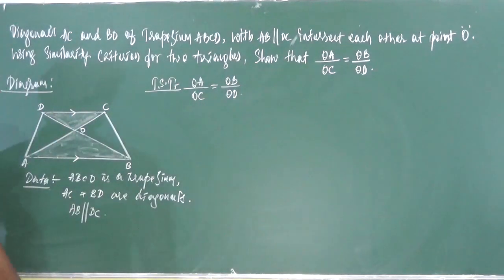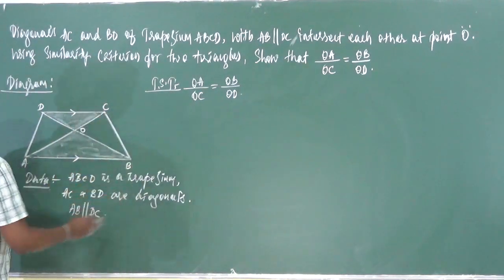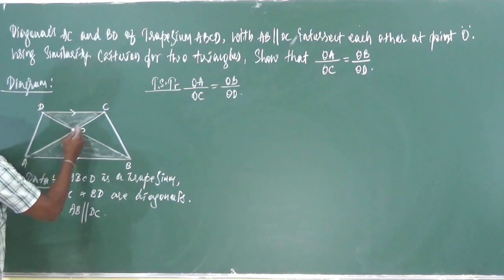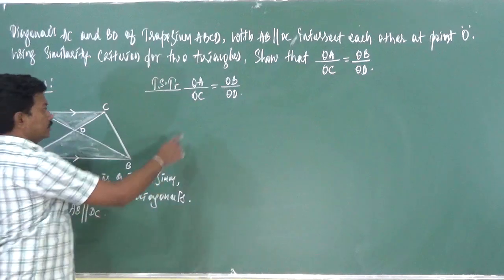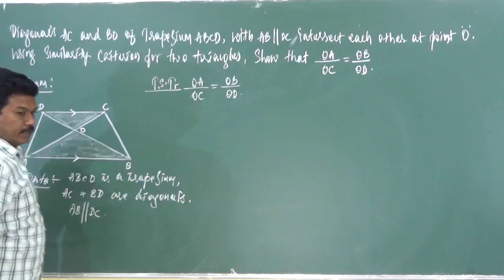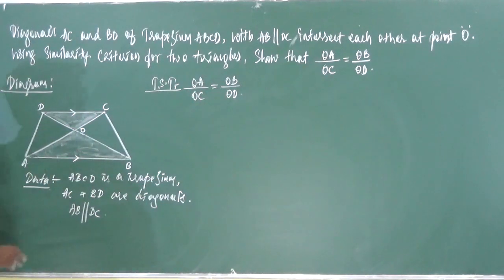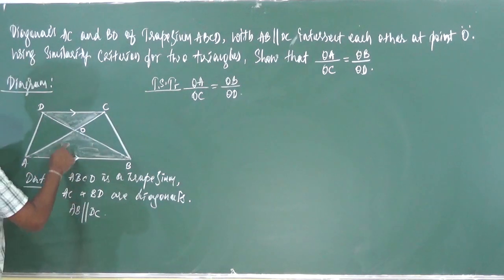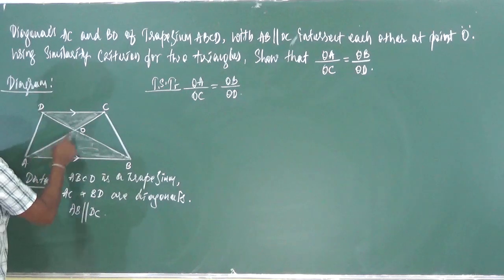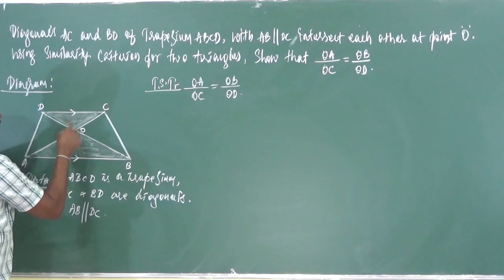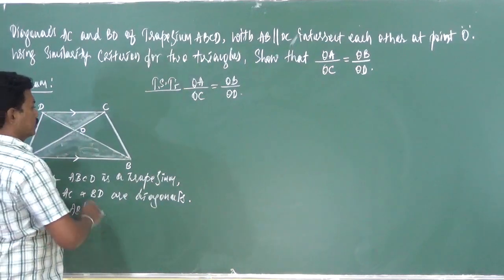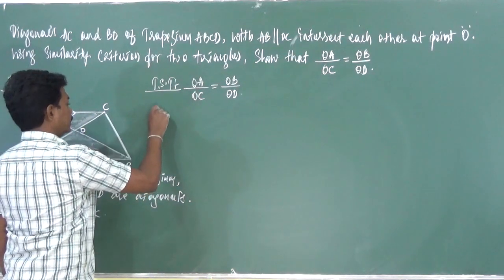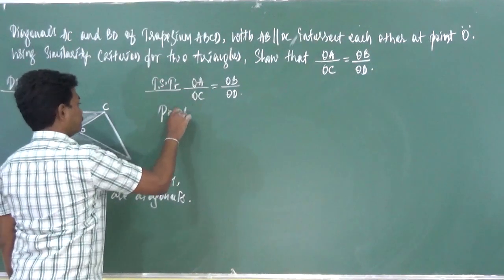Now, in the show that part we have to check the sides which are taken here. One is OA, another is OC, one is OD, another is OB. So these are the four sides which are involved here. Therefore you have to select two triangles where these sides are included. I selected this triangle because I have OA and OB. I selected this triangle because I have OD and OC. That's very simple. So no construction is required. So let us get into the proof.